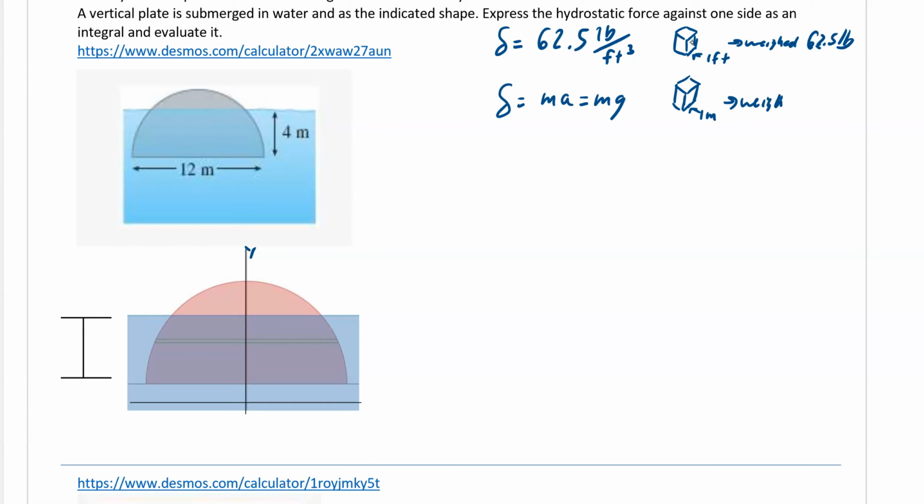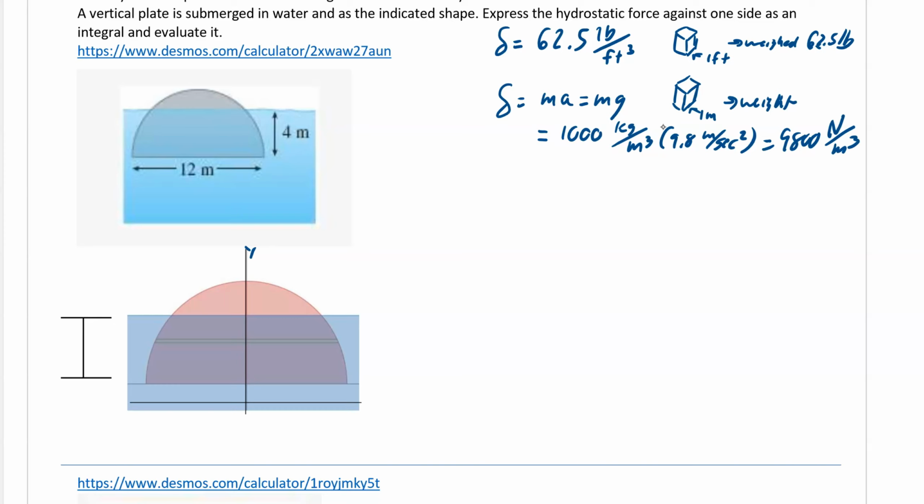So how much does that one block weigh? That's 1 meter by 1 meter by 1 meter. So we need the mass. The mass is 1,000 kilograms per cubic meter. And then we have to apply some sort of force to it. To make it a force, we need the acceleration, which is our gravity, 9.8 meters per second squared. What this gives us is 9,800 newtons per cubic meter.